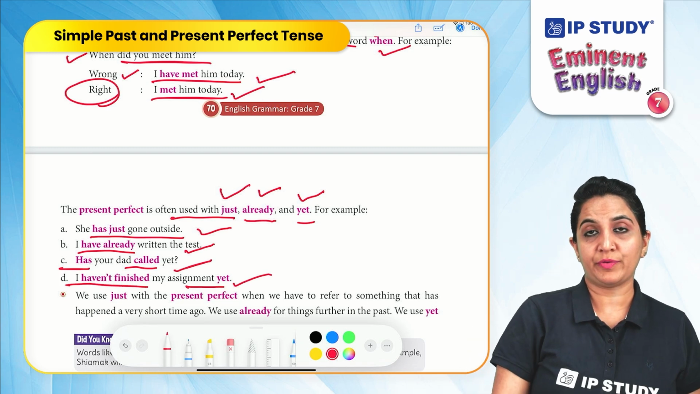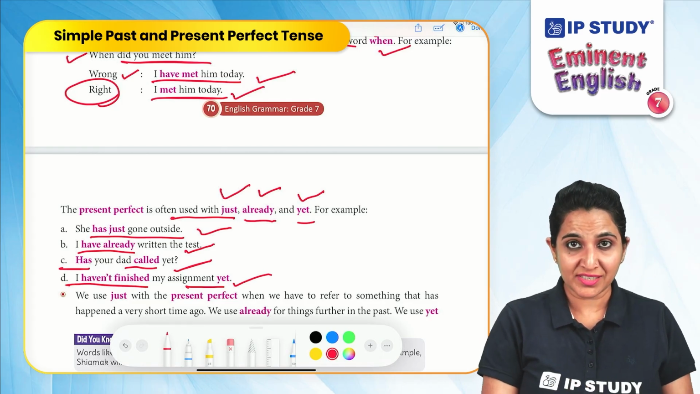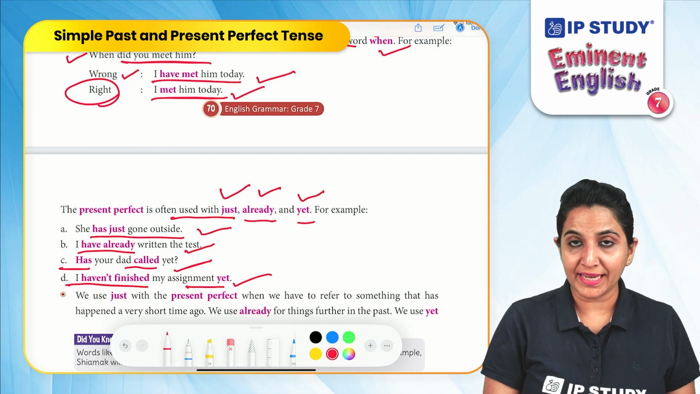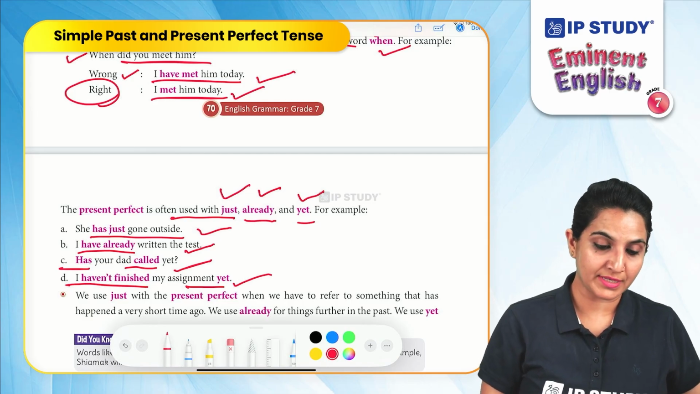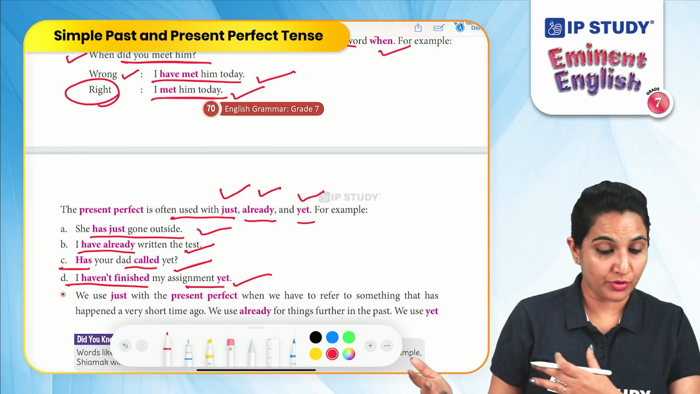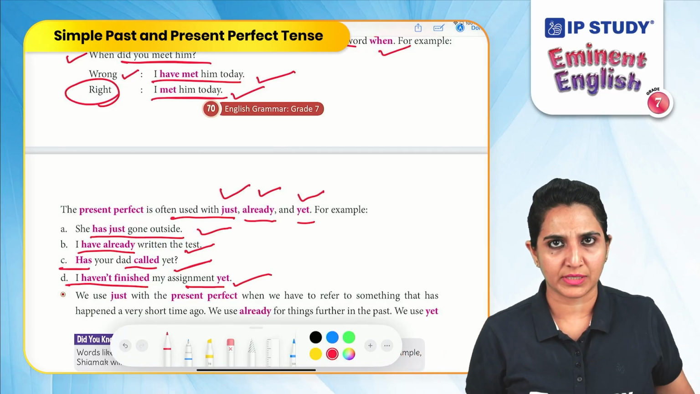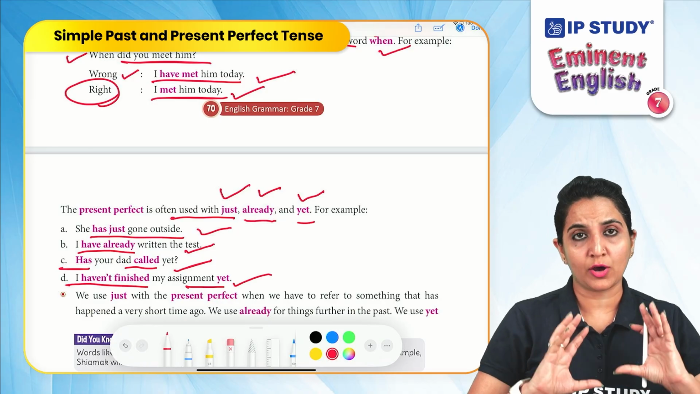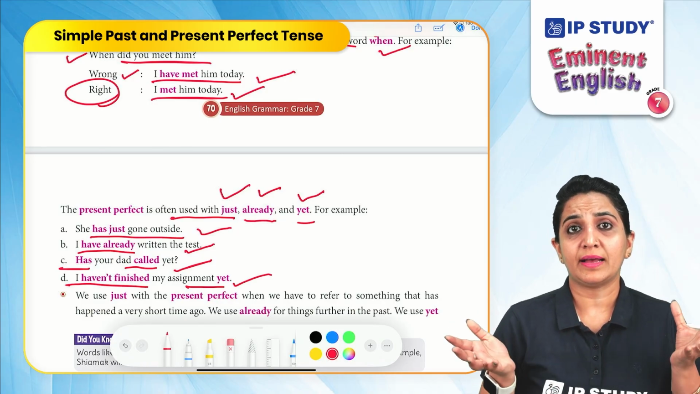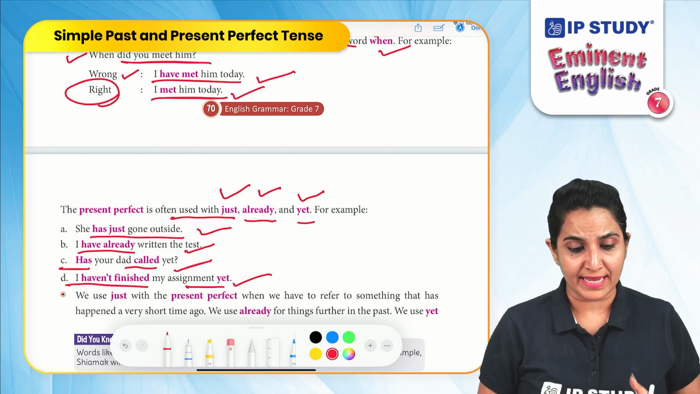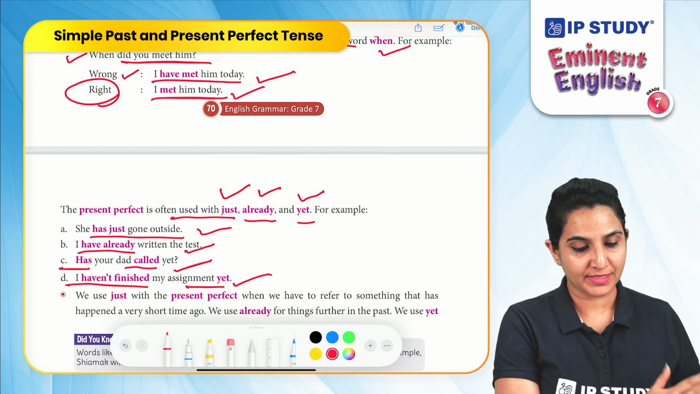So present perfect is used with actions that happen just, or already, or yet. For example, she has just gone outside, like she's just gone. I have already finished, or I have already written the test. Has your dad called yet? So when you're asking or referring to situations or actions which include just, already, yet, for these kinds of sentences we can use the present perfect tense.